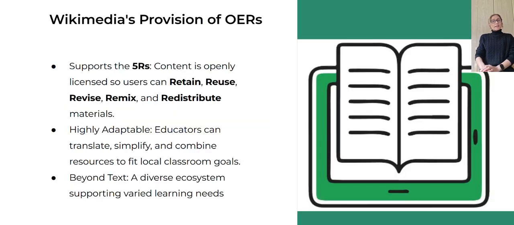So the Wikimedia provision of OERs, we like to call these the 5 R's, our principles that we like people to think of when they're using our materials. So we want you to be able to firstly retain them. So we want you to be able to download them, keep them, have them in your own files in order to use as you see fit. Secondly, to reuse. So not just to read them, but to use them in your own projects, in your own education, in your education of other people.